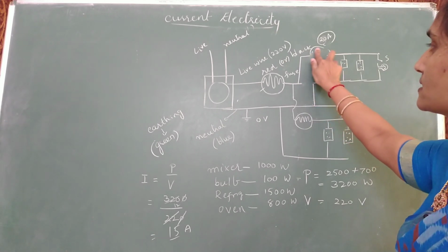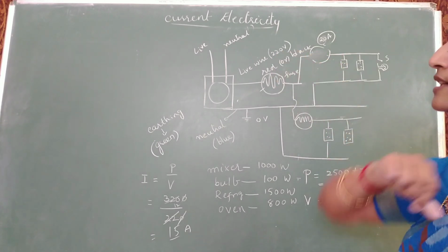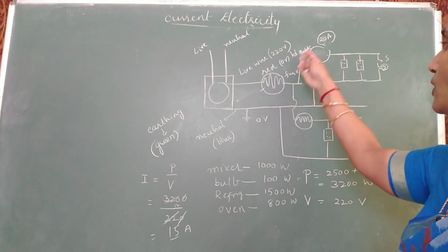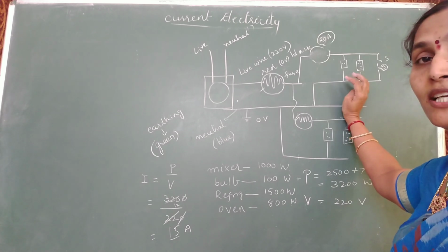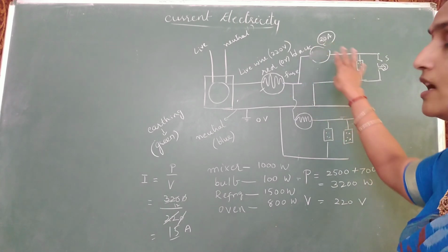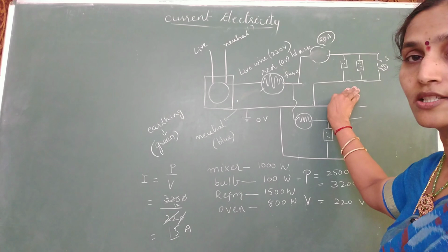And the moment it melts, there is a disconnection here. Current will automatically stop flowing to your appliances. So this is a safety measure that is generally taken while making household power supply connections.